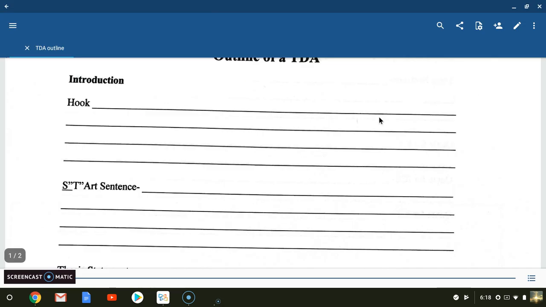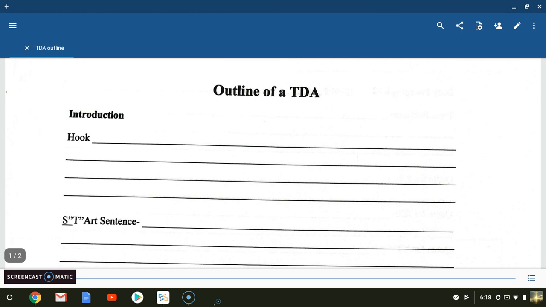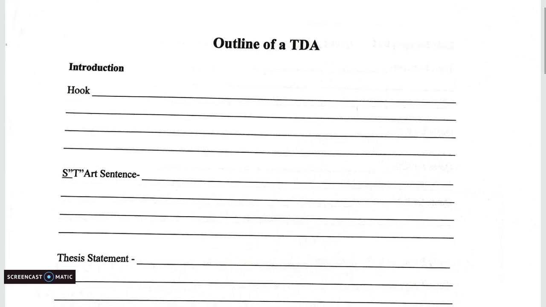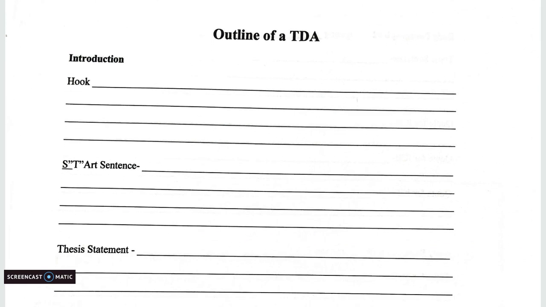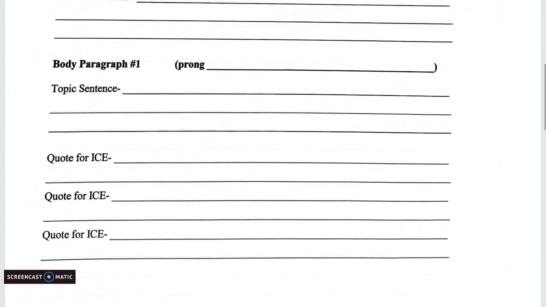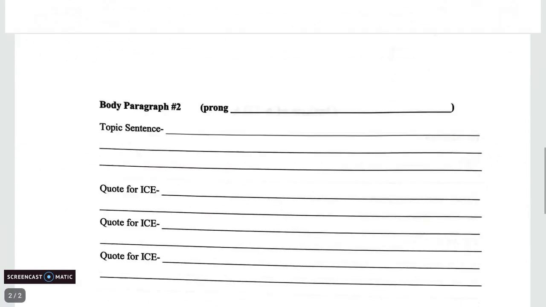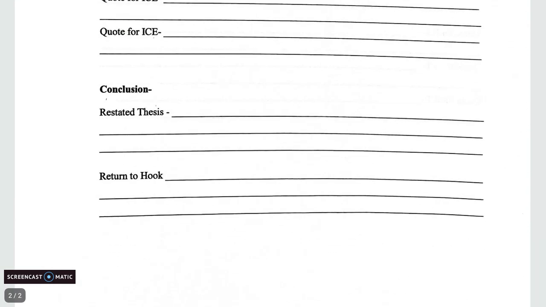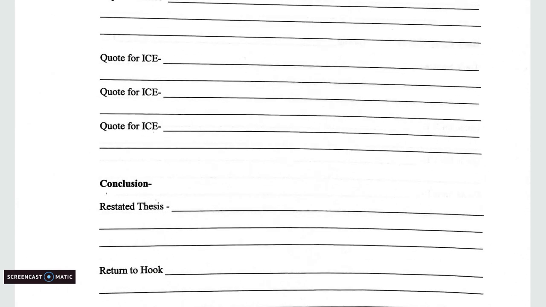Hi there. We are going to talk in this video about your TDA outline. Your outline is going to be 2 pages, and it will include an introduction paragraph and 3 body paragraphs and a conclusion paragraph. And you can see it really is an outline.